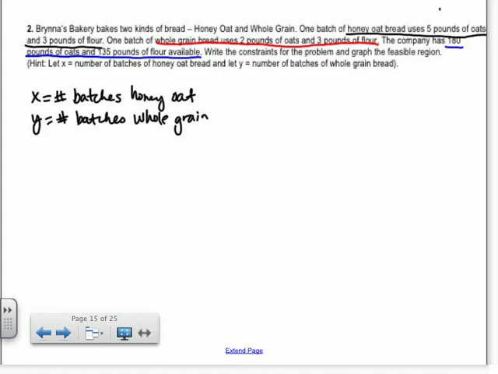So if I make 1 batch of honey oat bread, then I'm using 5 pounds of oats and 3 pounds of flour. If I make x number of batches of honey oat, then I'm using 5x pounds of oats and 3x pounds of flour, right? Okay. Let's talk about what's holding it back. We're going to talk about the oats and the flour.